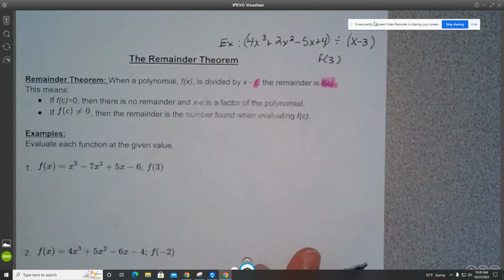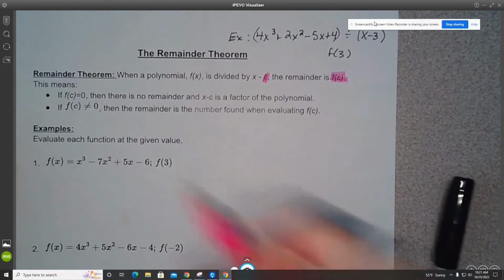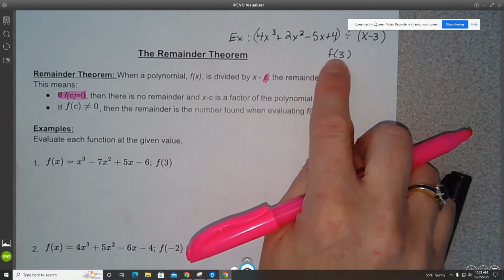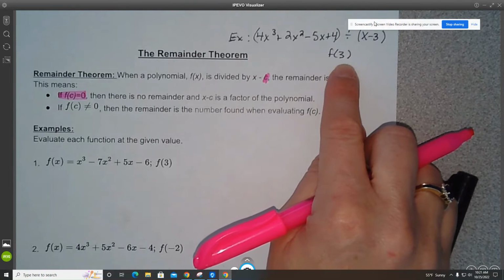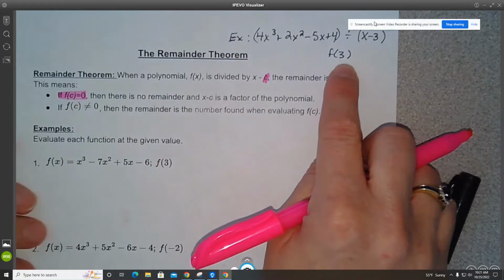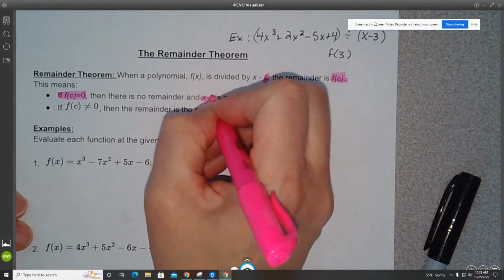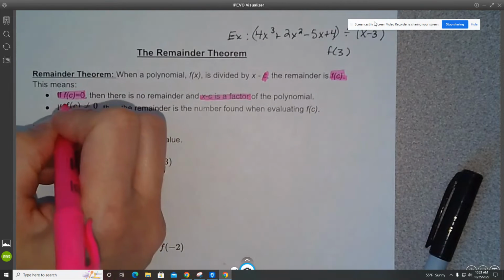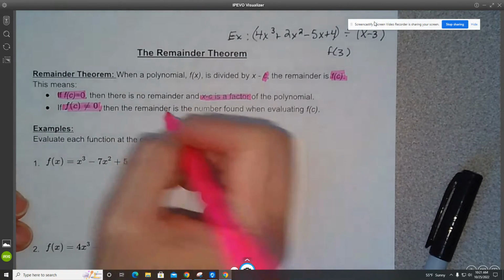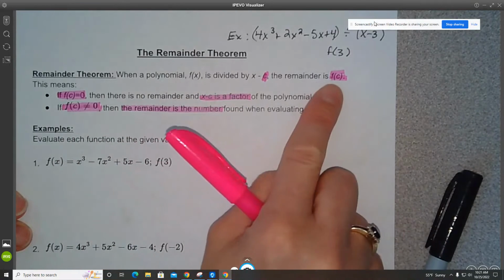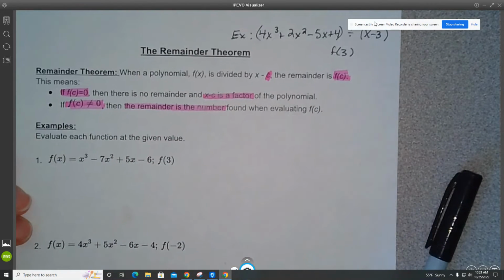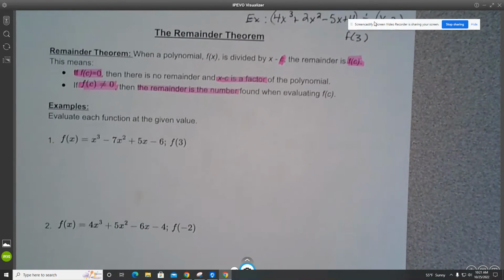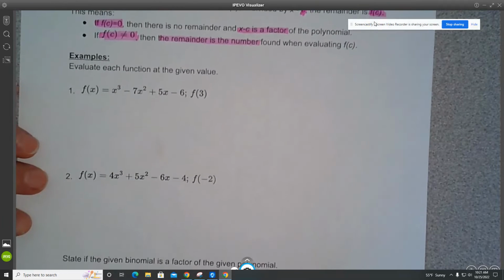Now, the reason that that is important is because if f of c equals 0, if I were to find f of 3 up here and it was to equal 0, then you would know that x minus c is a factor of that polynomial. That's what it would tell you. If f of c does not equal 0, then the remainder is the number that you found when you evaluated f of c. So let's make that practical by looking at an example, and I think that'll help you understand better what we're talking about.